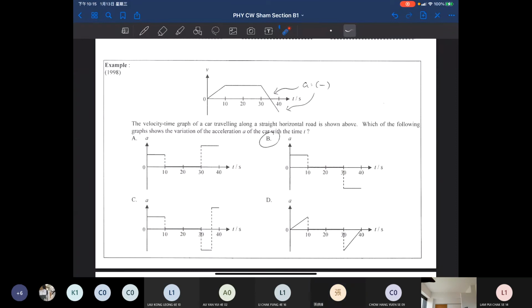For t equals 30 to 35, it is decelerating. It is slowing down, which means that this is negative. So it is neither C nor B. And for the time interval of 35 to 40, it is backward accelerating. You can see in this part, V is negative but increasing. Negative but increasing. So the answer is B.